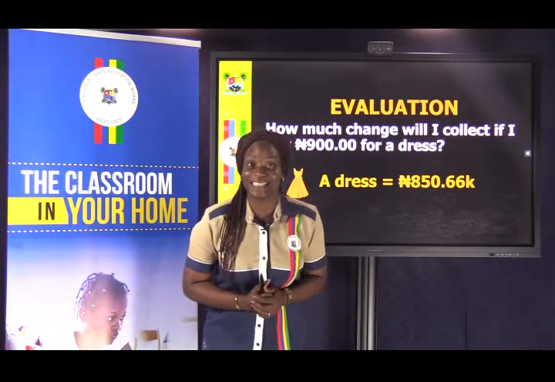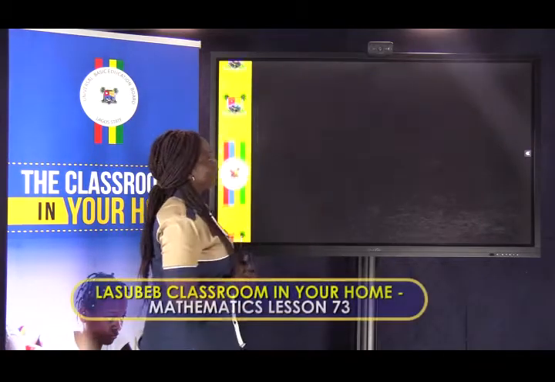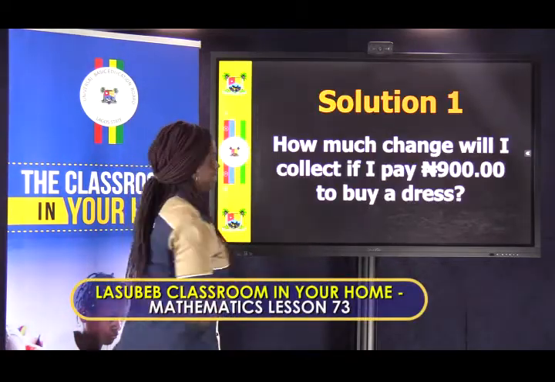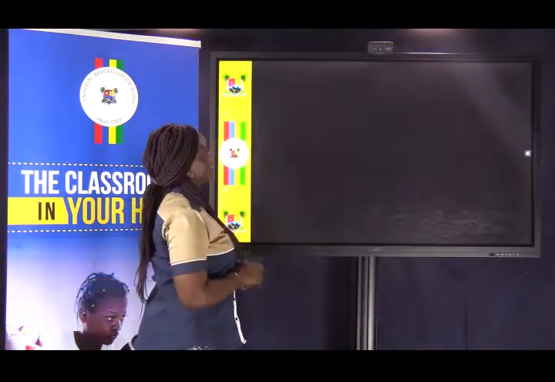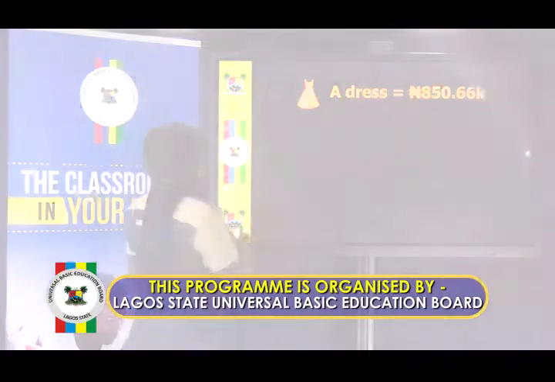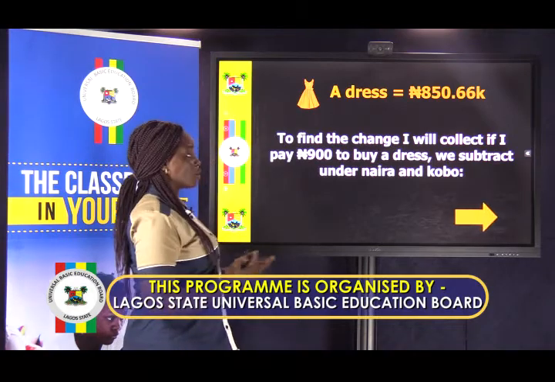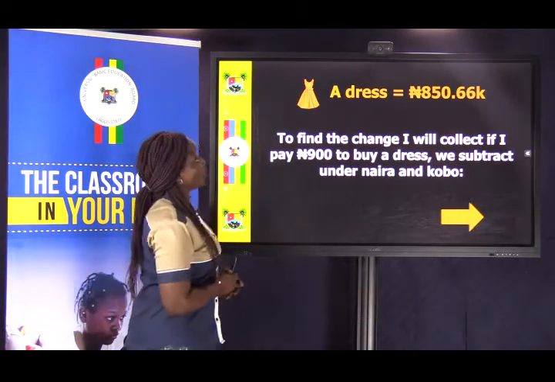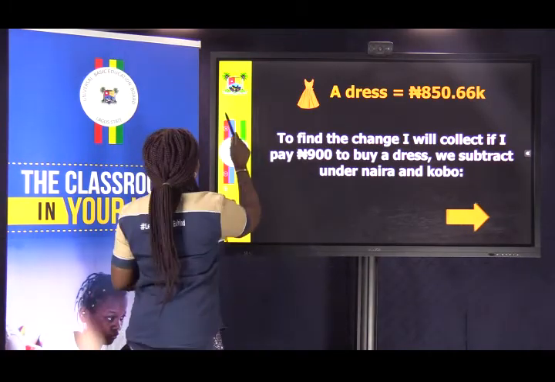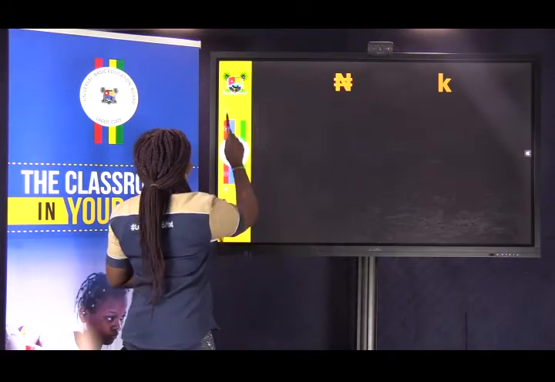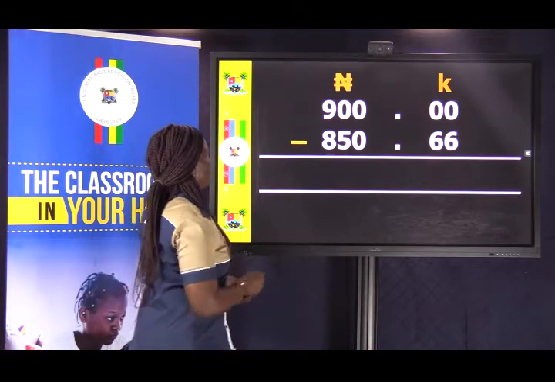Okay, I'm back. That means it's 1 minute and time is up. Let's see how much change I'll collect if I pay 900 naira for a dress of 850 naira 66 kobo. To find the change I'll collect if I pay 900 naira to buy a dress, we subtract under naira and kobo. What are we subtracting? We are subtracting 850 naira 66 kobo from 900 naira. Yes, we have a naira and kobo, 900 naira, and we have 850 naira 66 kobo.